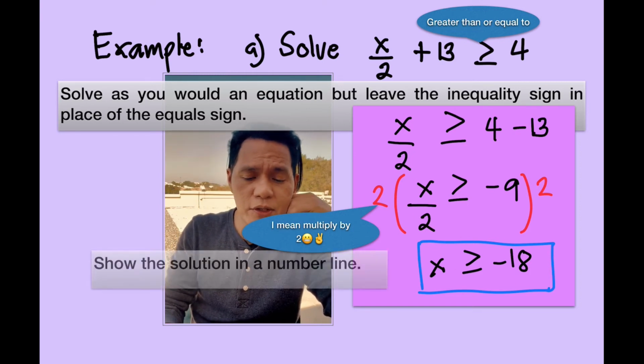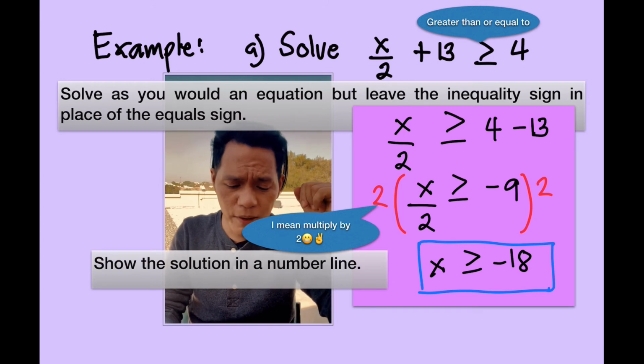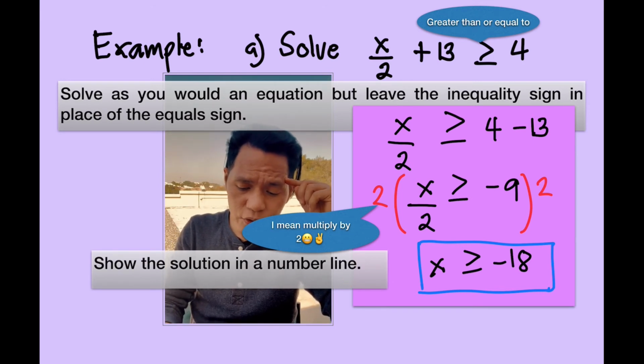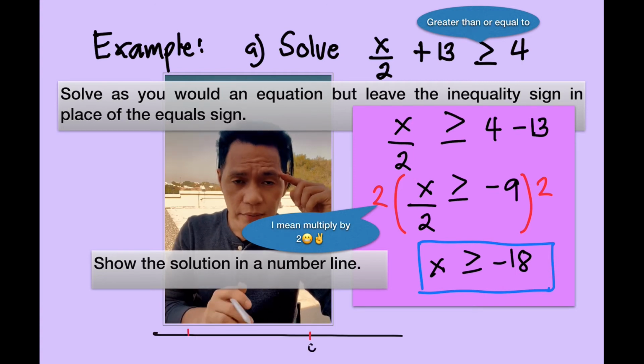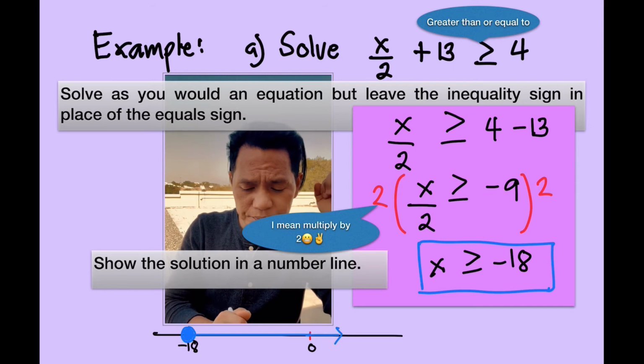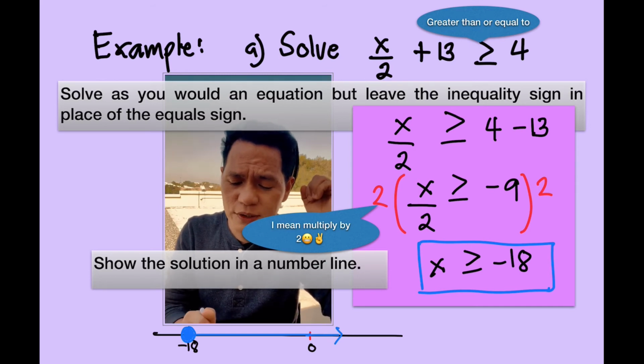So in order to represent this one in a number line, to show the solution in a number line, just look for 18, and then you are going to shade the circle at 18. I mean, negative 18. And of course, since it's greater than, we go to the right side.